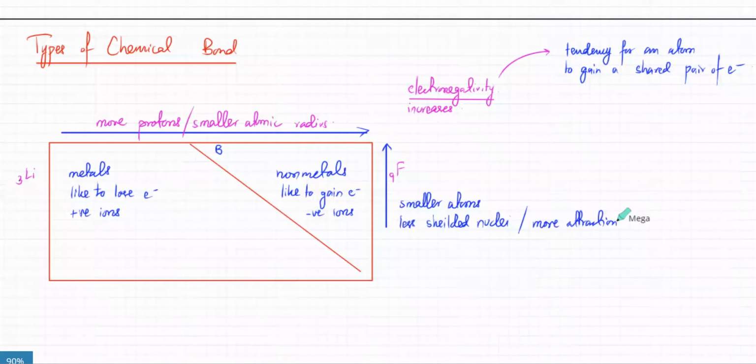Yes, sir. अच्छा, that's the first thing, कि electronegativity increases to the right. Now the next thing is this leads to two types.